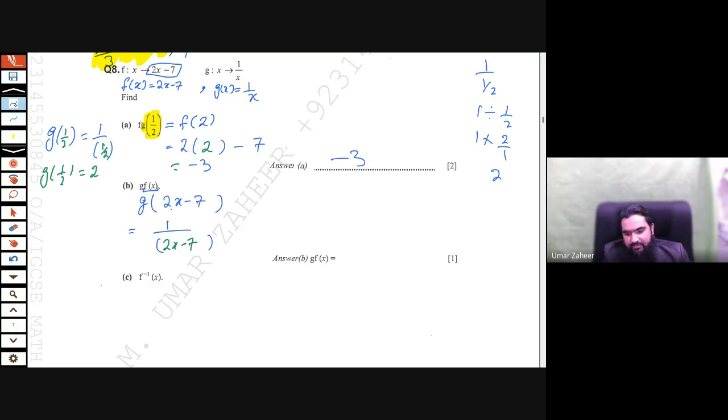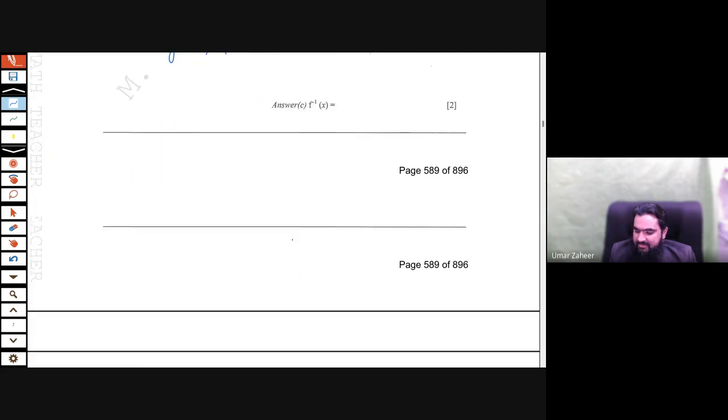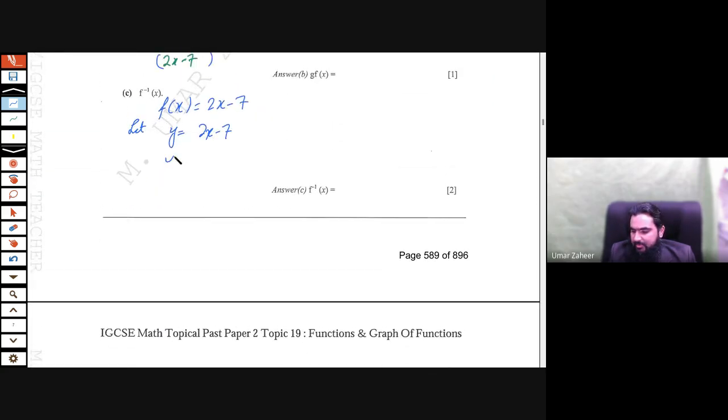Next, we have to find the inverse. So we take f of x, which is 2x minus 7. Let y equal 2x minus 7. We will make x the subject. y plus 7 is equal to 2x. Since 2 is multiplying, it will be divided. Replace y with x and x with f inverse of x.